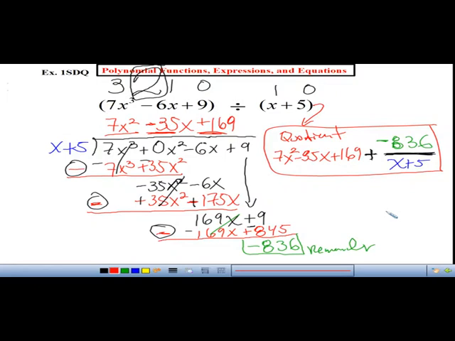Y'all ready? Let's do another one. We'll do this next one together, yeah? Here we go. And just to reiterate, what was the most important part on this? When it's in standard form, any power that is missing, make sure you include it in the dividend using a 0 for the placement, okay? All right, here we go.